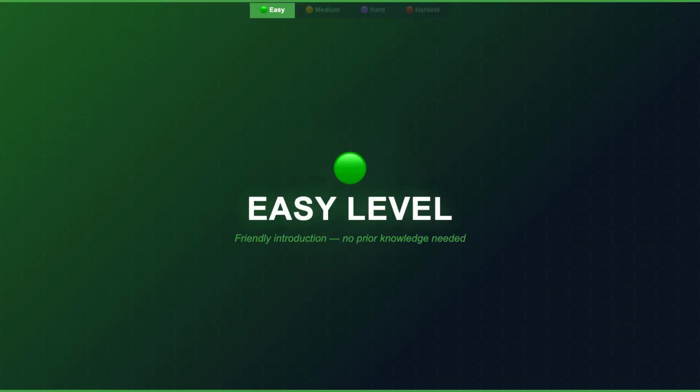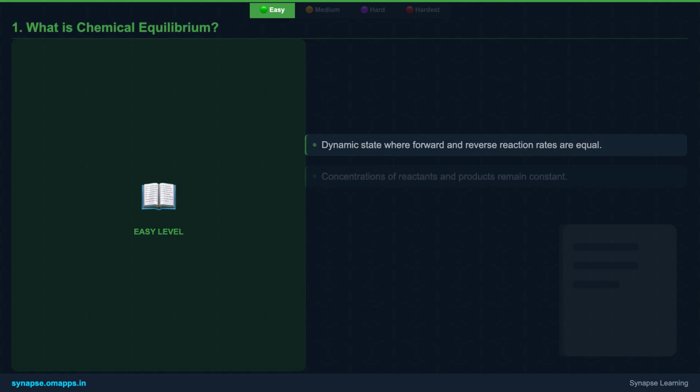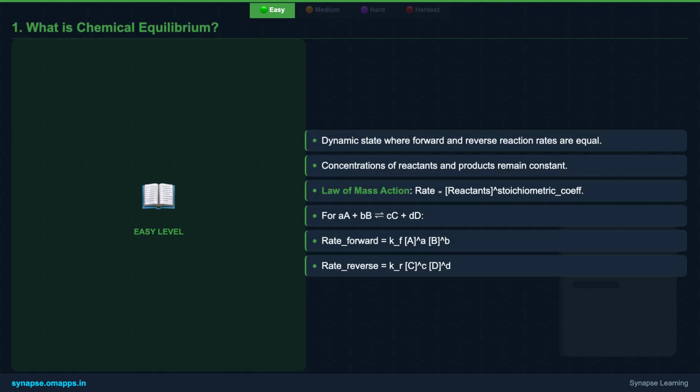Let's kick things off with the easy level. Here, we'll build a strong foundation by understanding what the equilibrium constant truly is and how we express it. Imagine a tug-of-war where both teams are pulling with equal force. That's chemical equilibrium. It's a dynamic state where forward and reverse reaction rates become equal, and the concentrations of reactants and products remain constant over time.